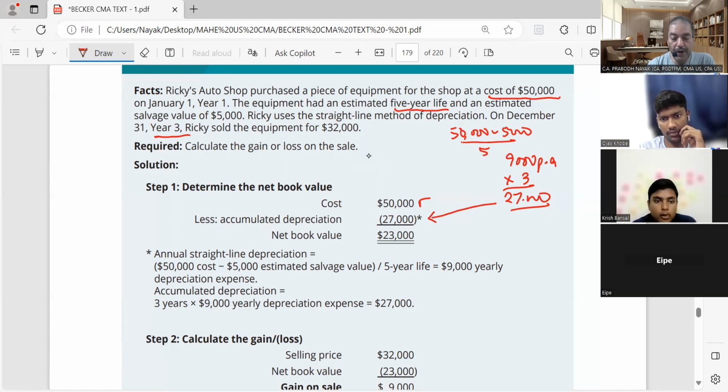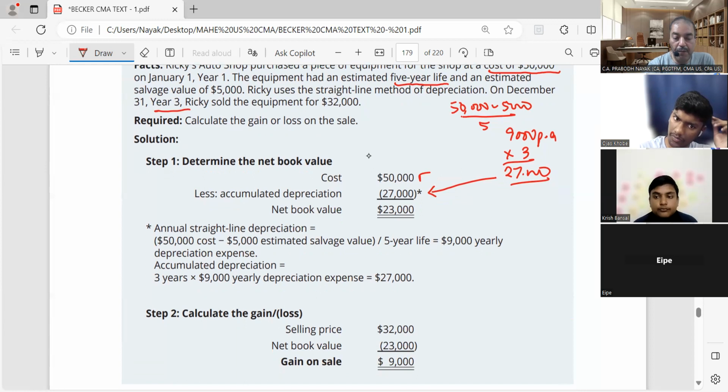So 50 minus 27, your net book value is 23,000. Okay. So annual straight line depreciation: 50,000 minus 5,000 estimated salvage value, divided by the 5-year life, is 9,000. We have shown the same thing here. Calculate the gain or loss.